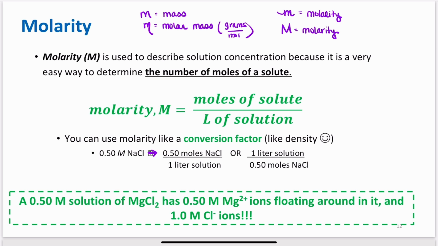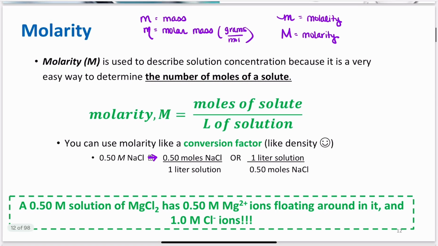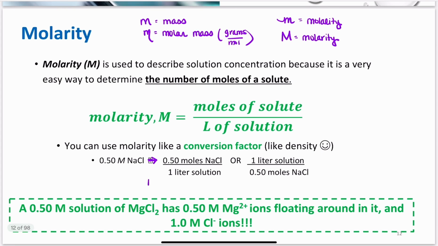Be careful here, though. You have to think about how these things are splitting up. Down here, we have an example of a 0.50 molar solution of magnesium chloride. What this means is think about the way magnesium chloride splits up. MgCl2 splits up into Mg2+ and 2 moles of Cl-.